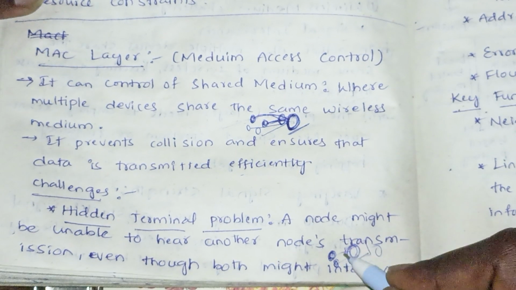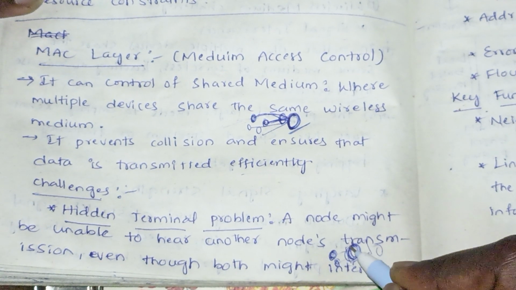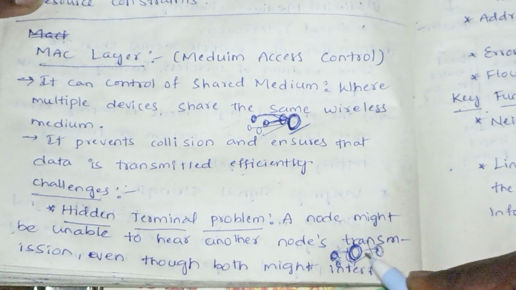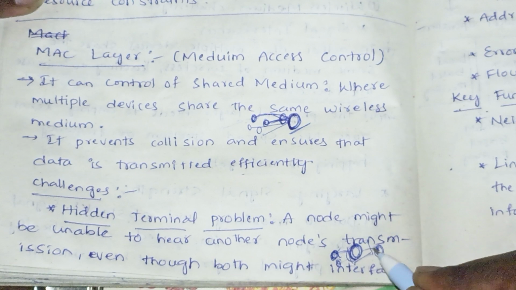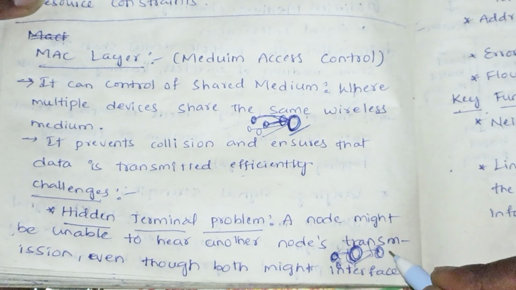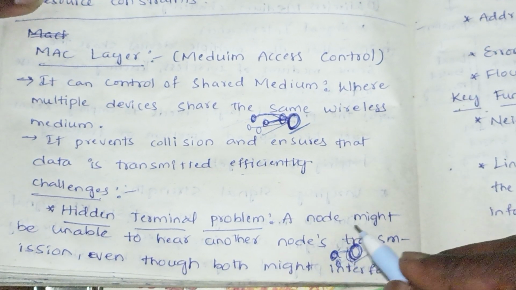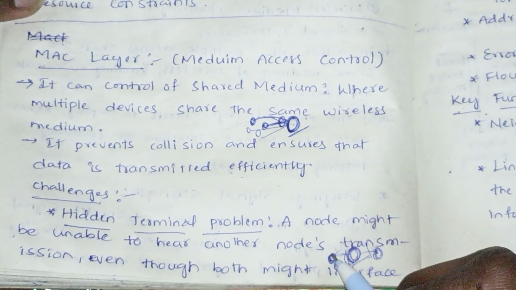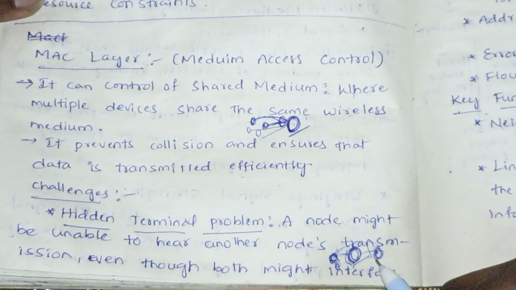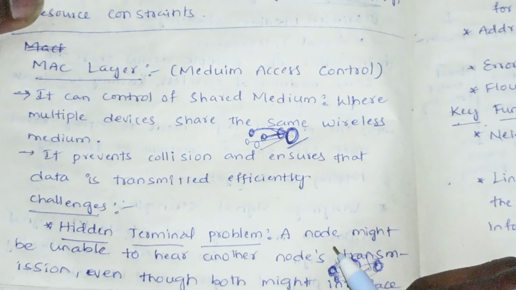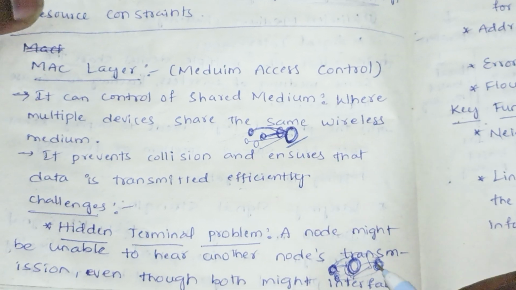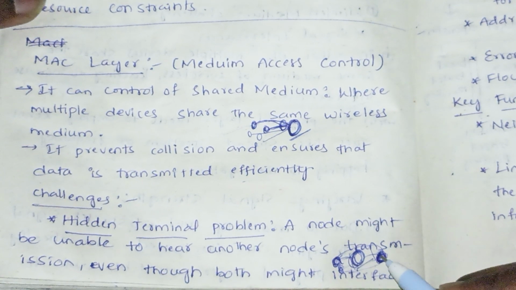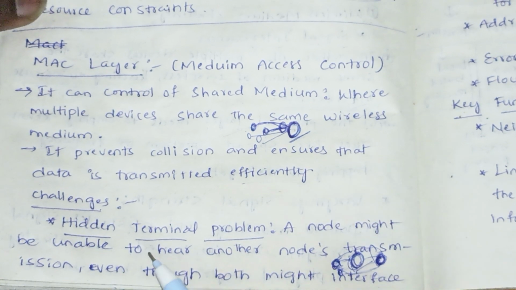For example, this middle node has a previous and a next node. These two nodes are not aware of each other, so this node is not listening to that node, and that node is not listening to this node. This is the hidden terminal problem, because there is traffic and collision forming, indirectly. So that is nothing but the hidden terminal problem.